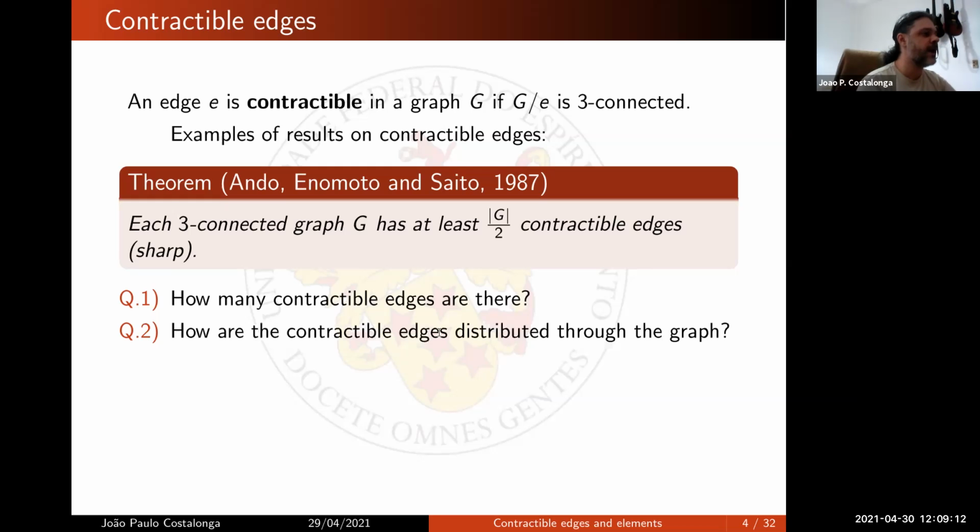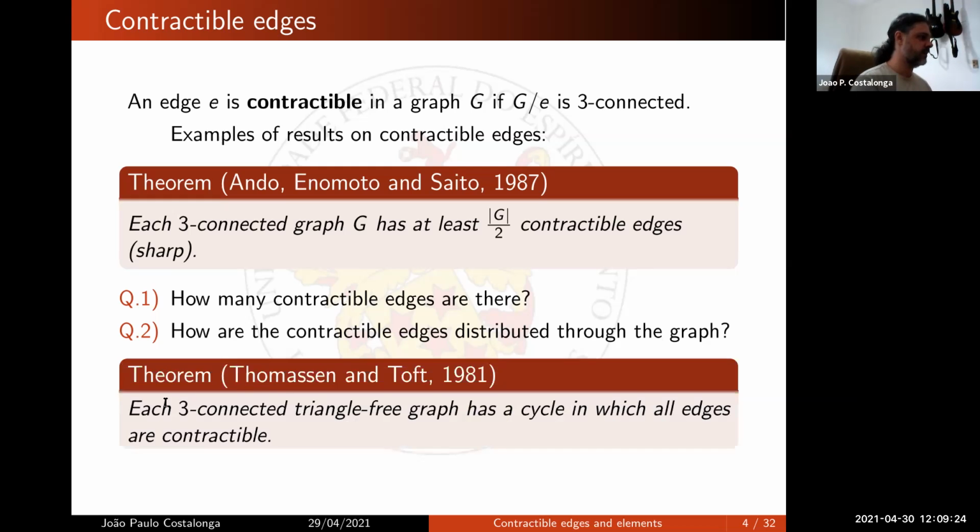How are these contractible edges distributed through the graph? For instance, there are many different answers to this question. One of the answers is this one, by Thomas and Toft. Each 3-connected triangle-free graph has a cycle in which all edges are contractible. Here enters a triangle-free condition that will haunt us through this talk. And one of the goals of my work is to unhaunt this, to deal with the triangle-free problem.